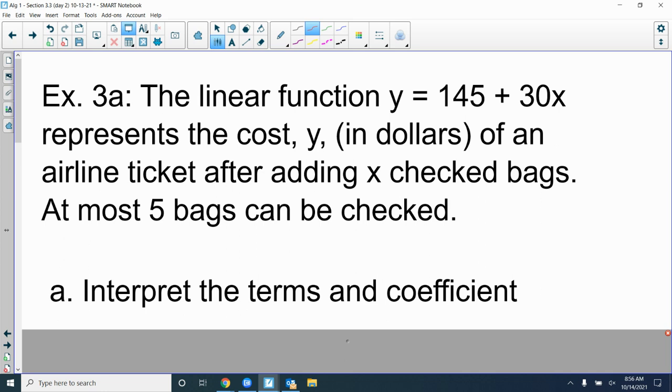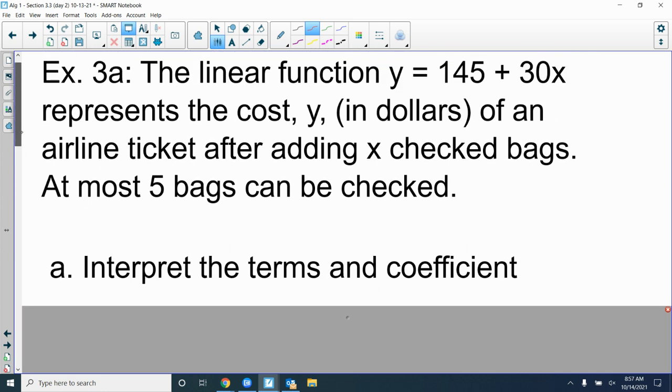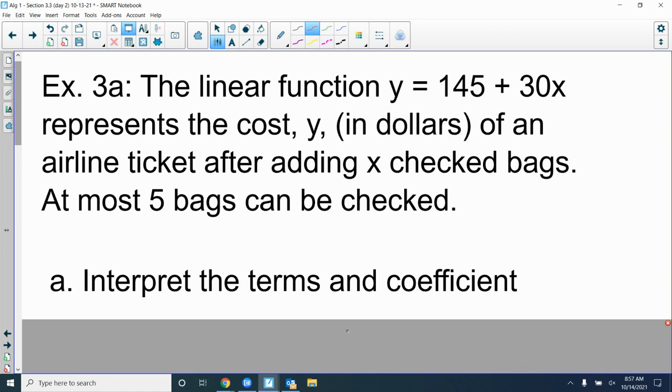The linear function y equals 145 plus 30x represents the cost of an airline ticket after adding x checked bags. At most, 5 bags can be checked. Interpret the terms and the coefficient. What's that mean? How many terms are in this equation? If you look at that, there's how many terms?